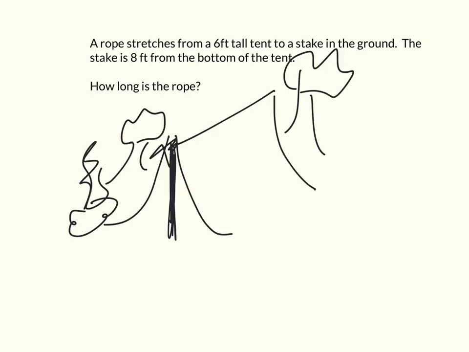So let's look at our problem and see what information we can find. A rope stretches from the tent. So I need to have a rope stretching out. Here's my rope stretching out to a stake on the ground. So a rope stretches from a 6-foot tall tent to a stake in the ground. Do you see this? We just learned a key piece of information. It's a 6-foot tall tent. So this part of the tent right here is 6 feet tall.